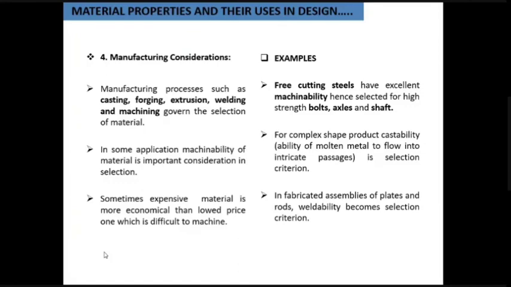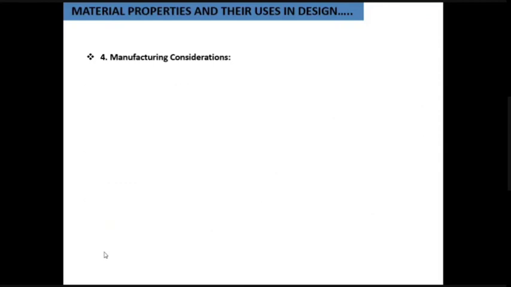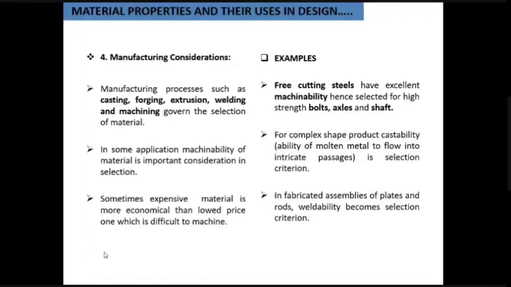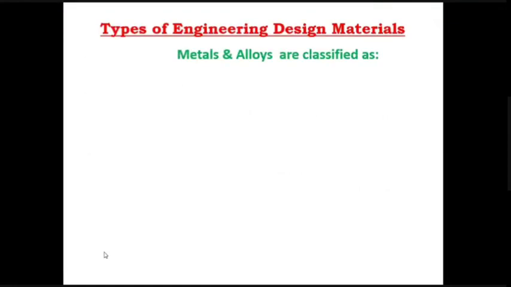Okay. So now I hope you understand that these are the four criteria: availability, cost, and the third one, I forgot, mechanical properties, and the fourth one is manufacturing consideration. So this question mainly will be asked in the exam: material properties and their uses in design. Is it clear with the example? I hope it is clear to all of you.